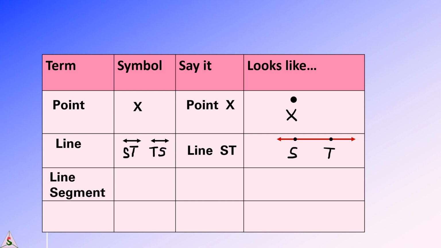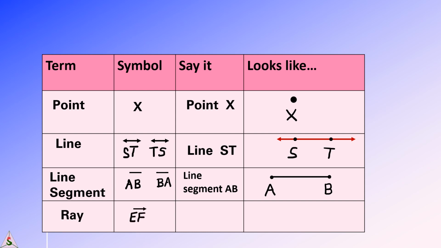A line segment we label AB or BA. Doesn't matter what letters you choose. We call it line segment AB or line segment BA, and it might look like this. For ray, it has to start with an end point first and then any point after that. We call it ray EF, and it looks like this.